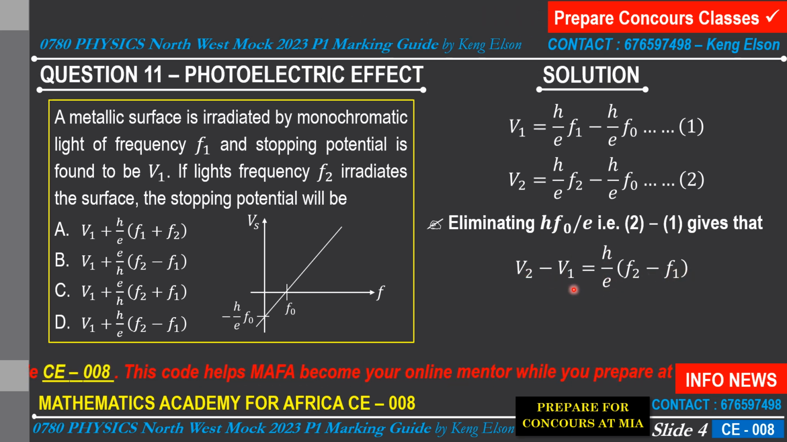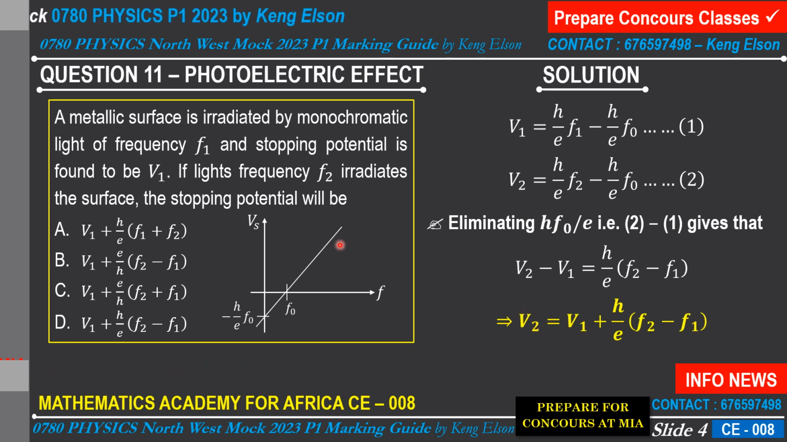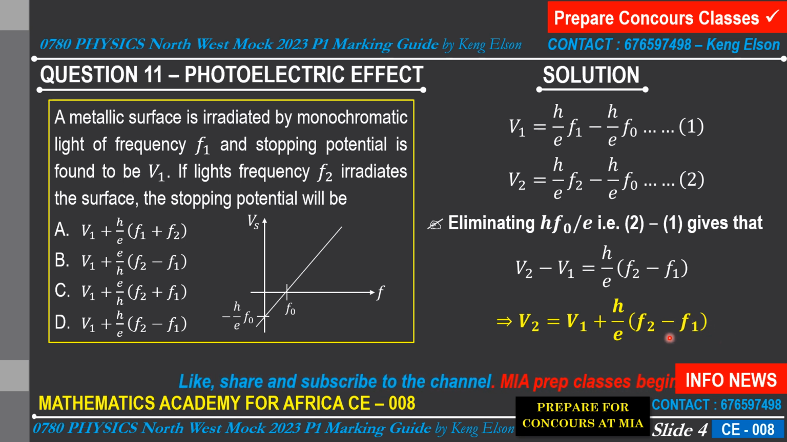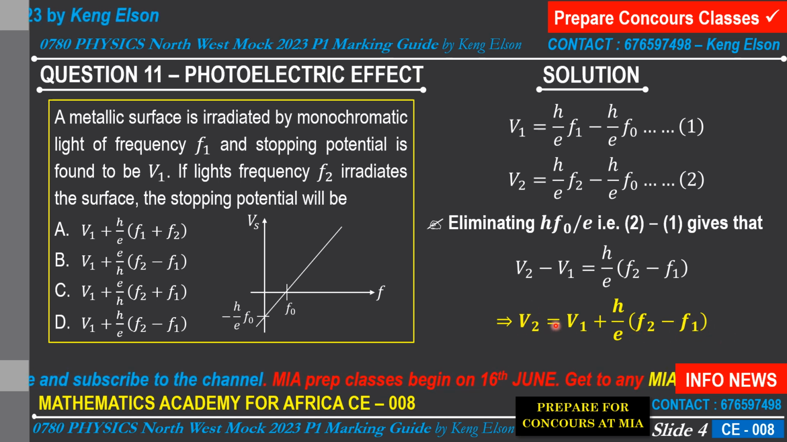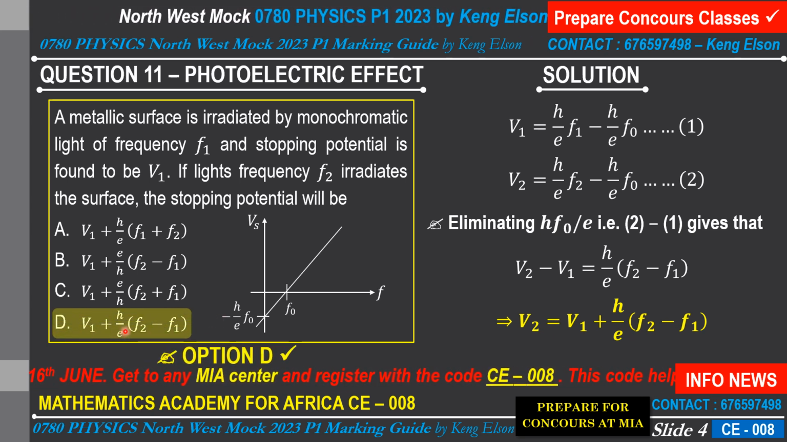So adding V1 on both sides of the equation, we get that the stopping potential of the second scenario is the stopping potential of the first scenario plus h on E into F2 minus F1. So this is the stopping potential in the second scenario, and if you check the options, you realize that option D is correct.